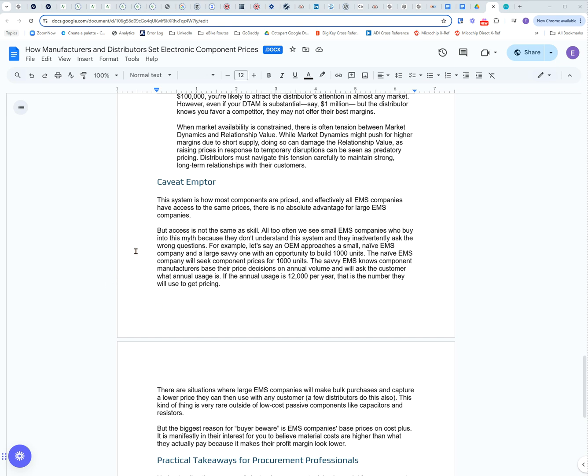They're going to go to the manufacturer. Distributor will go to the manufacturer and say, "I'd like a special price for 12,000, and it'll be shipped over the year." And that's extremely standard.